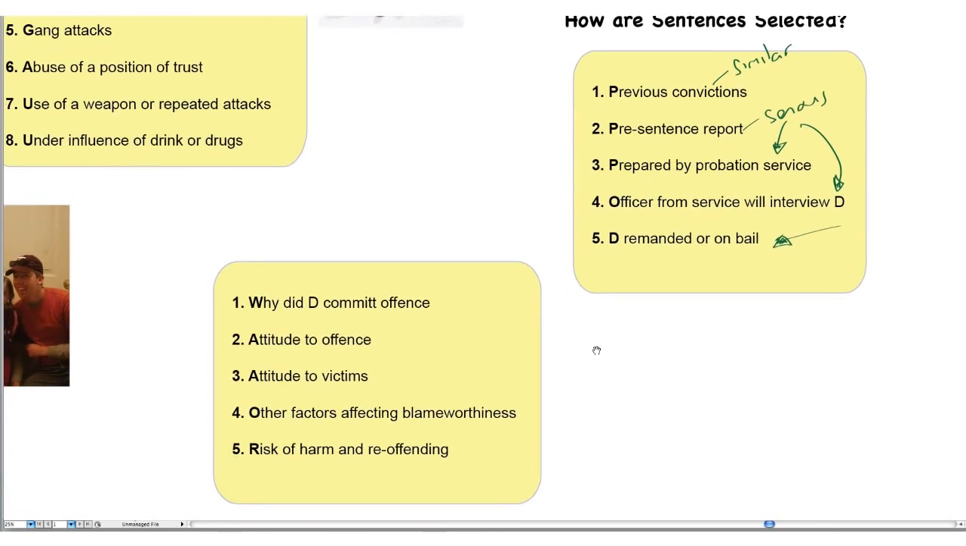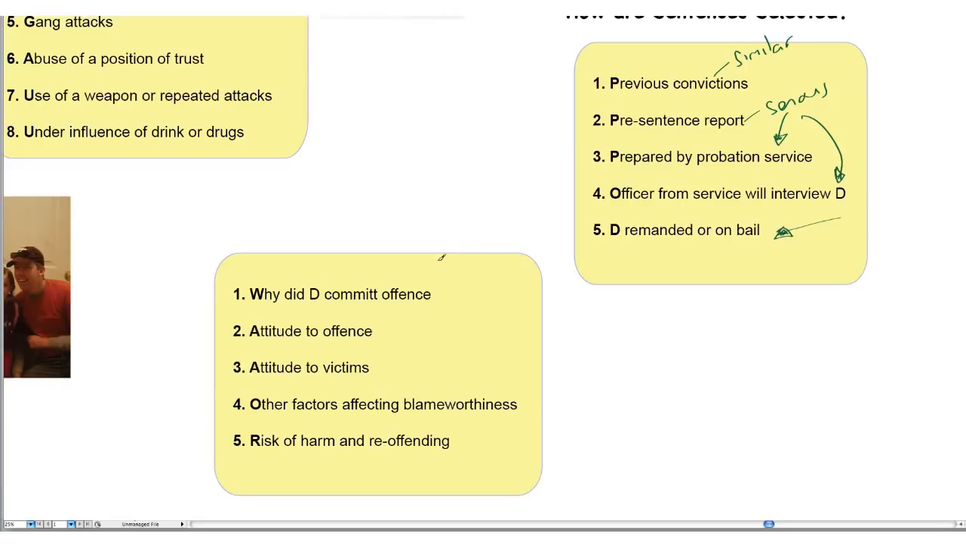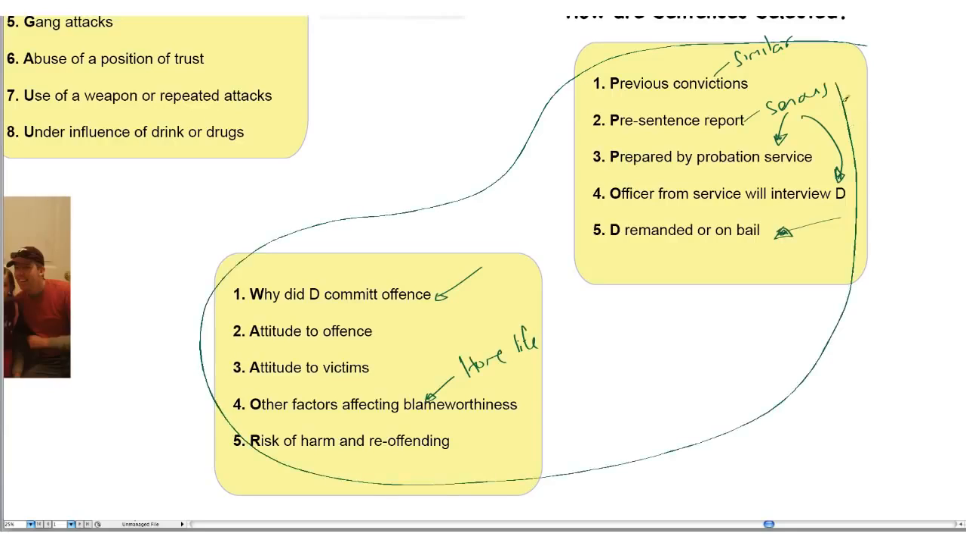put together. And in the pre-sentence report, the things that will be covered will be: why did the defendant commit the offence? What is their attitude to the offence? What is their attitude to the victims? Were there other factors that affect blameworthiness? So that might be things like, if it was a violent crime, what about their home life? If their home life was a violent one, that might affect their blameworthiness of a violent crime. And is there any harm or risk of harm and reoffending? So the courts will look at all of those things before they decide what sentence to use and the level of sentence.